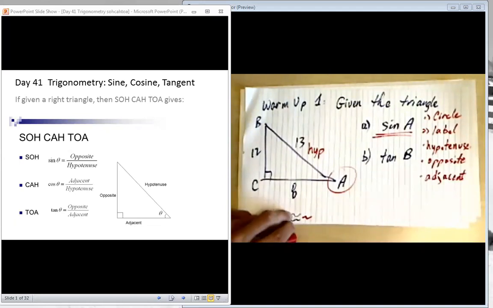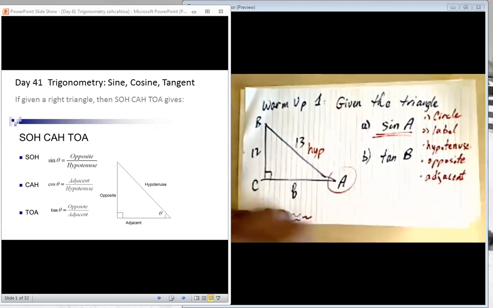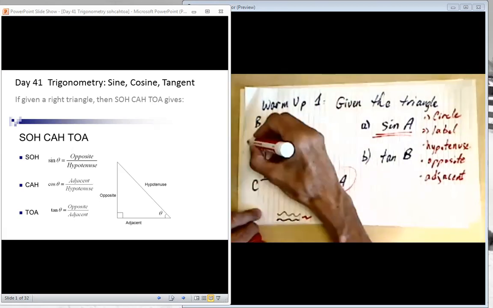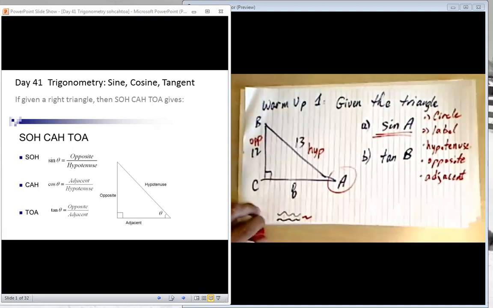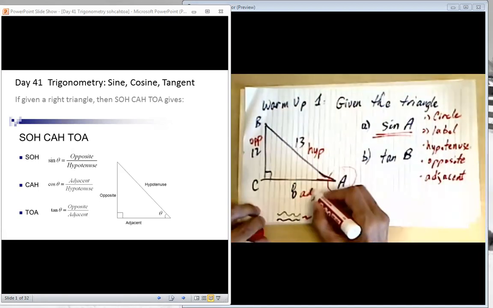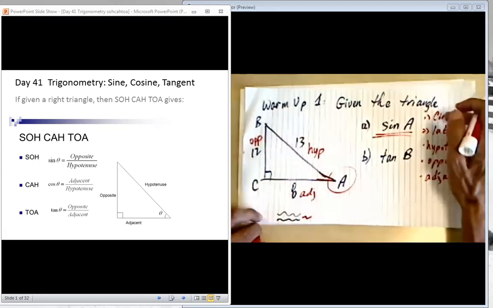Okay. And so now from class, you said opposite of A and you waved your hand like that. Yeah, it's true. Okay, so that means what? The opposite of angle A is 12. Good. So that's this side over there. And then the one that's left over, the one that makes the angle is adjacent. Right on, good. So those are steps 1 and 2.